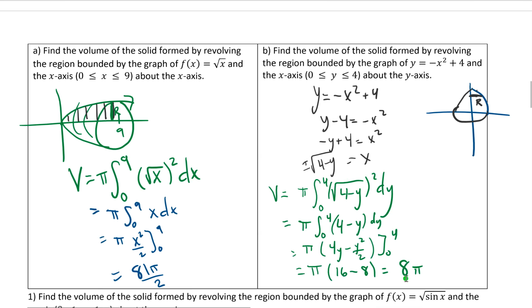Okay, so that's what I got. I got 8 pi. Now notice I don't have units here because there are no units. If there were any units given, I would have the volume in whatever the units were, cubed.